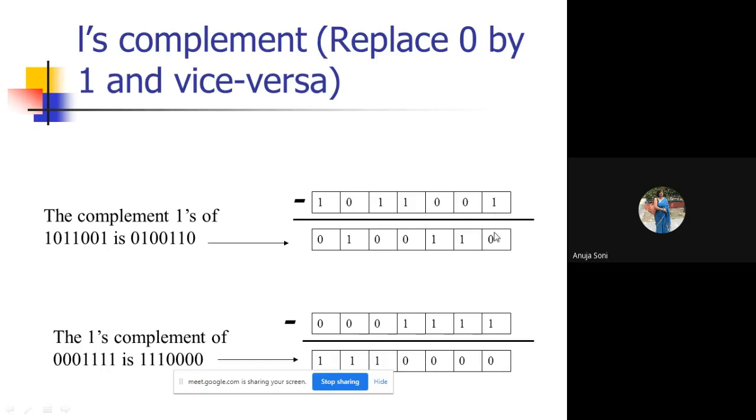Like this, 1 will be replaced by 0, 0 will be replaced by 1, 0 again will be replaced by 1, 1 will be replaced by 0, 1 will be replaced by 0, 0 will be replaced by 1, similarly 1 will be replaced by 0, and ultimately this will be the value of your ones complement. Now another example is also given in front of you: 1 will be replaced by 0, 1 by 0, 1 by 0, 1 by 0, 0 by 1, 0 by 1, 0 by 1, and this way you obtain the ones complement of a given binary number.